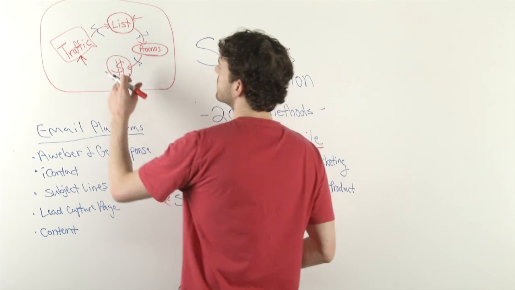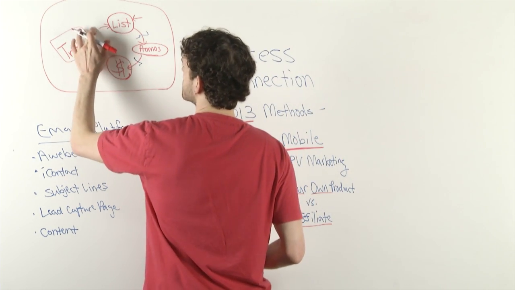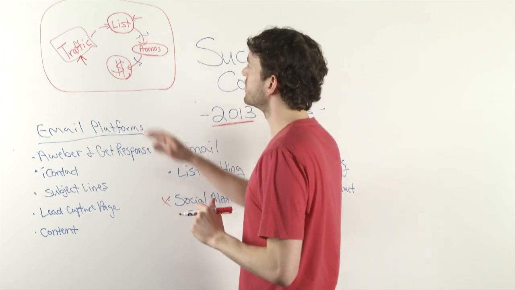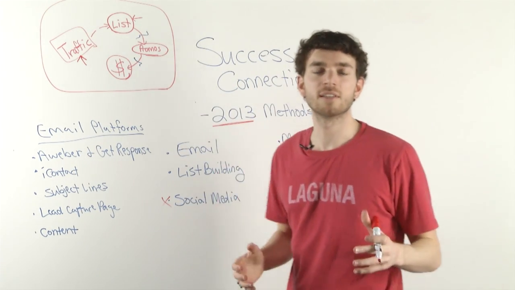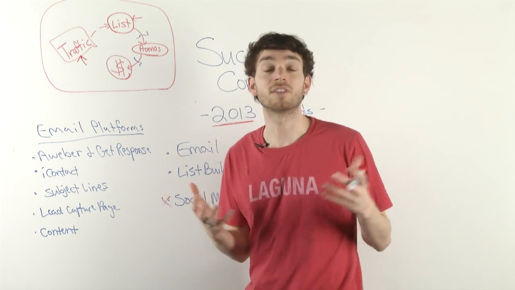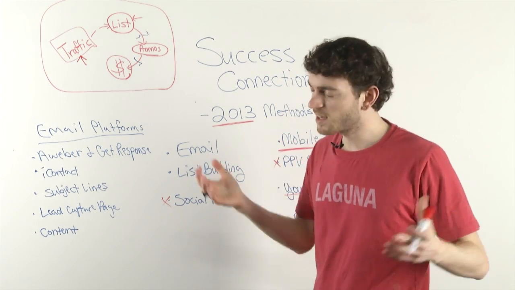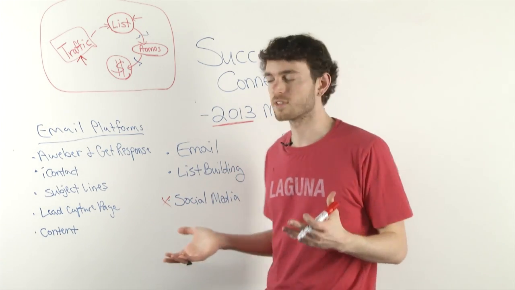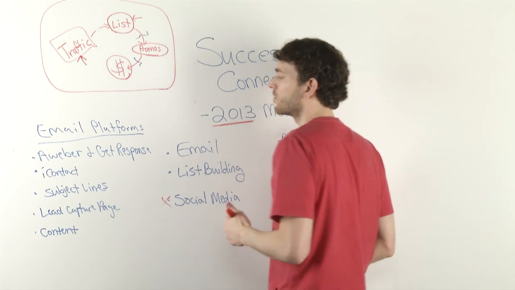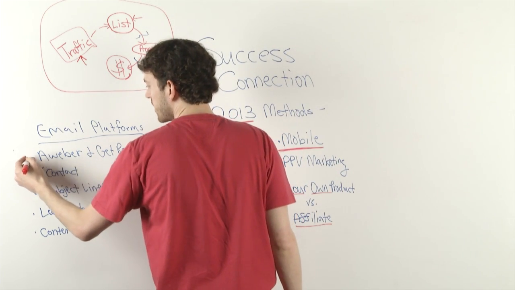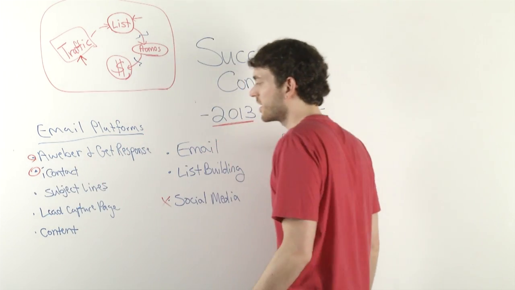Now, the second piece of this equation, once we kind of eliminate this little roadblock here, is building our list, right? So it's building a list that you can then use, a database that you can then use to email people. And it's not hard like it used to be because there's a lot of services available. Here are the ones that I use. I use Aweber, GetResponse, and iContact.